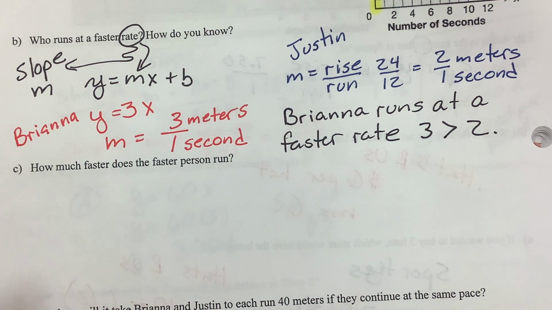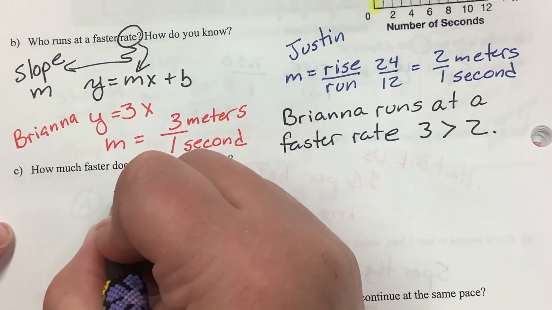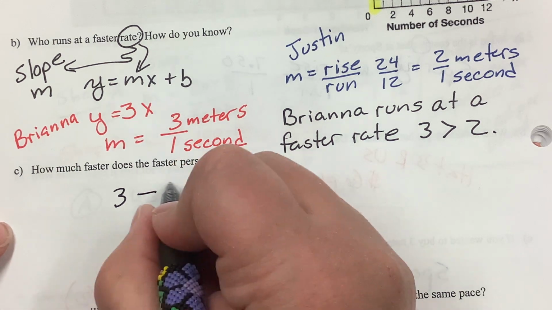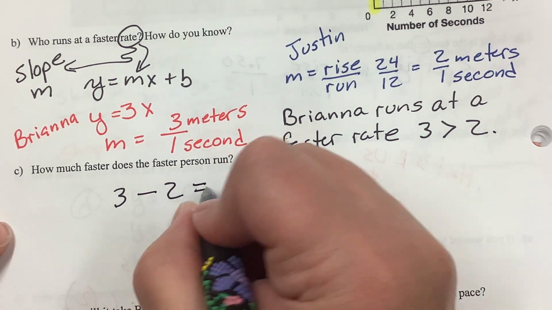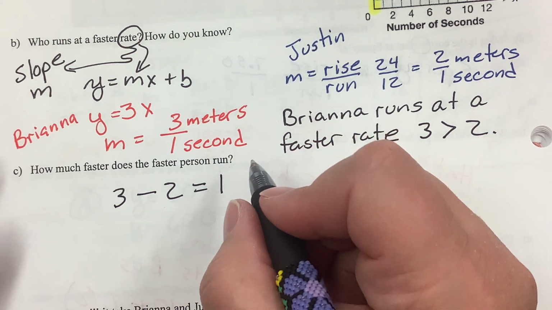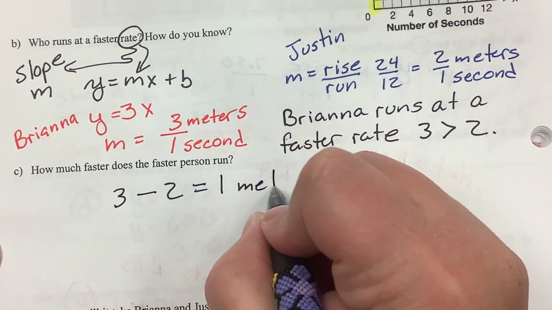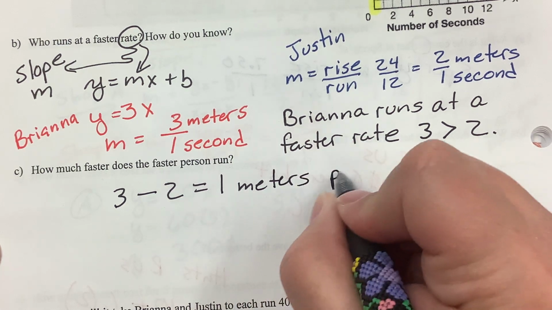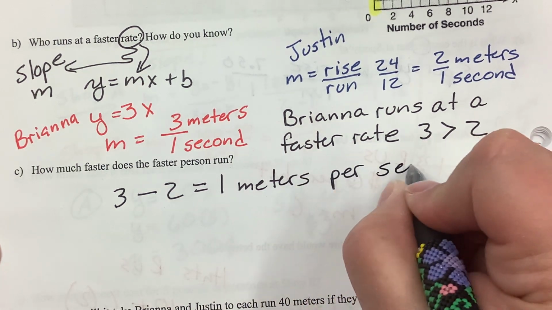How much faster does the faster person run? Well, that's not so hard. She runs 3 meters per second minus his 2 meters per second. It's going to equal 1. And now you have to put the units. You always have to put the units. Meters per second.